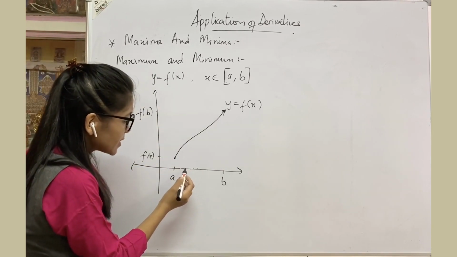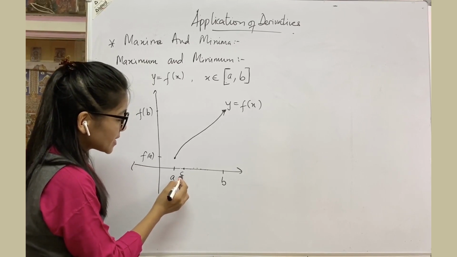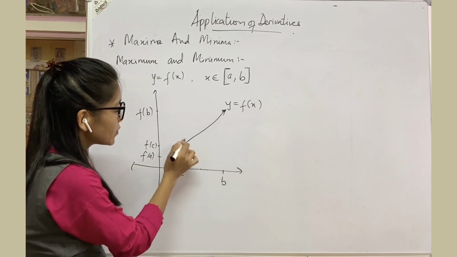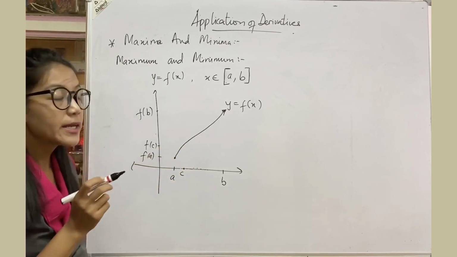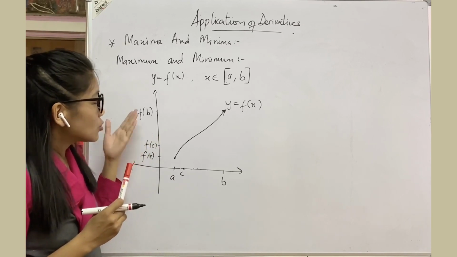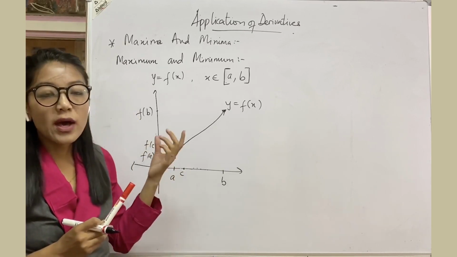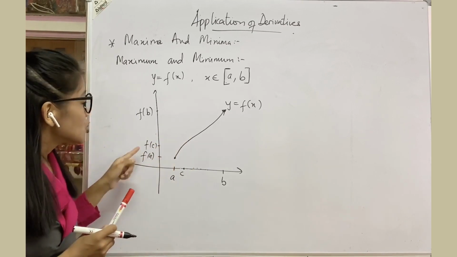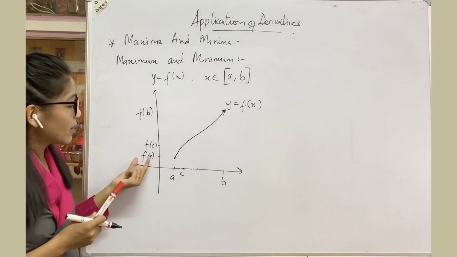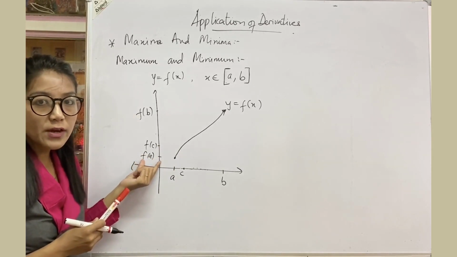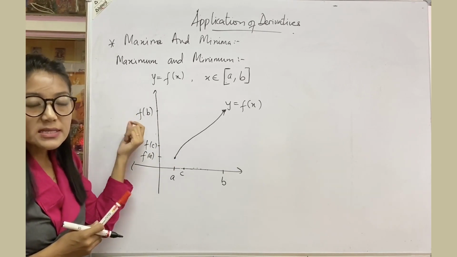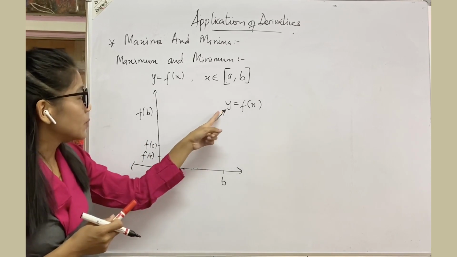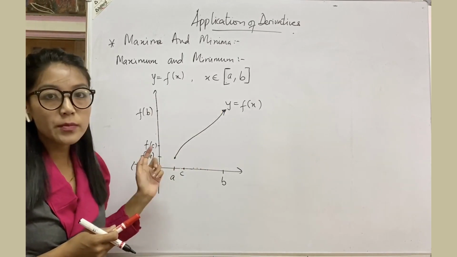Therefore at this point, let me take this as c. At this point you will get f(c), and so on. So at each point you will get different function values, is it right? Out of all these function values, you have to consider the minimum value and the maximum value. Here you can see that graphically f(a) is the minimum value of the function and f(b) is the maximum value of the function. So it's quite simple. Graphically you can see that f(b) is the maximum value and f(a) is the minimum value, right?